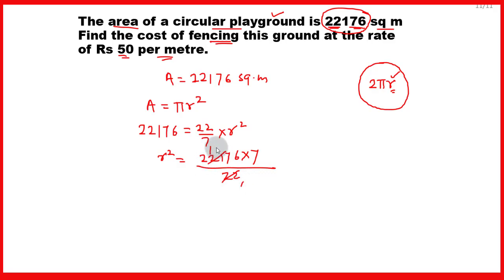So 22 ones are 22, 22 ones are 22, 0, and 27 8s are 176. Sorry, it will be again 0, so it will be 1008 into 7. So r square will be equal to 7056. So r square is equal to 7056, and therefore r will be equal to 84 meter. Now friends, here we have got the radius of the playground as 84 meter, and now we will find the cost of fencing. So first we will have to find the circumference.